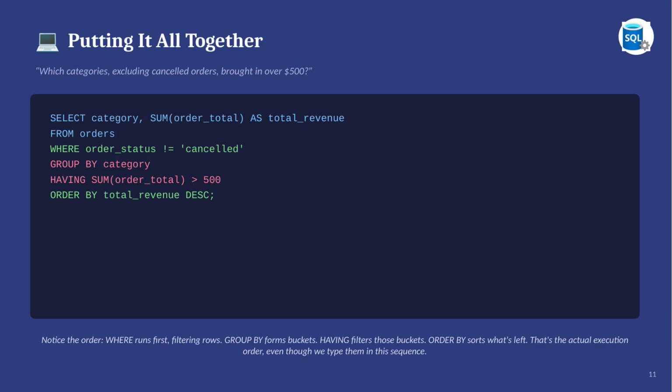Select category, and total revenue from orders, where order status doesn't equal canceled. Group by category, having sum of order total greater than 500, order by total revenue descending.